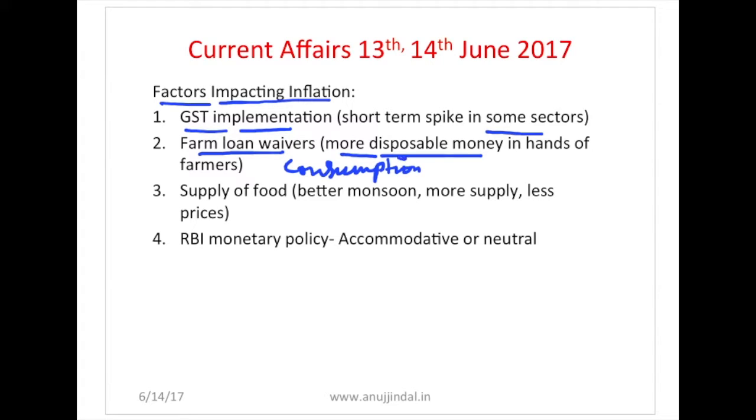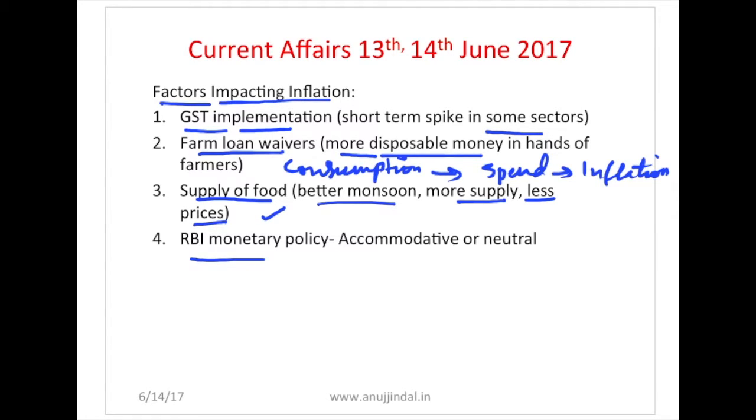There is inflation in the economy, or specifically in the rural economy, because when you consume more, you spend more, and when you spend and demand more, then inflation increases. Important to remember. Next is supply of food. So better monsoon, more supply, less prices. So the prices go down, inflation goes down when the supply of food increases. So this is reducing inflation.